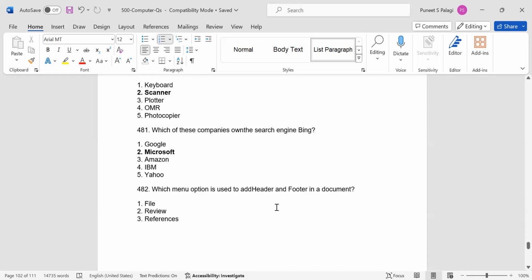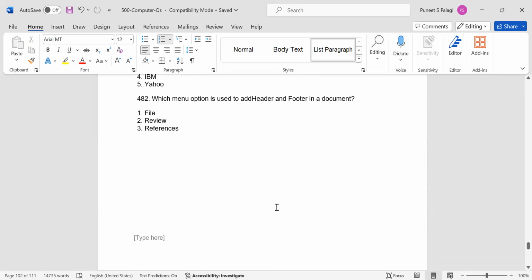Which menu option is used to add header and footer in a document? It is insert.